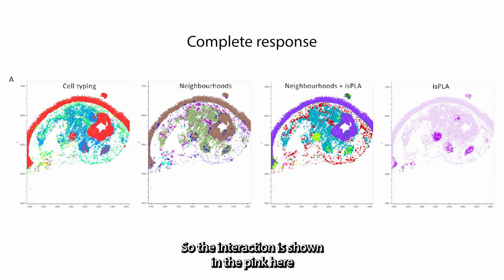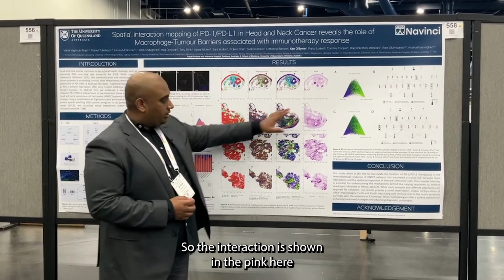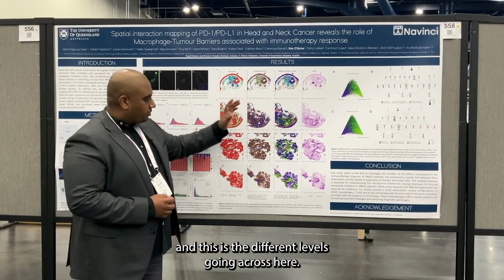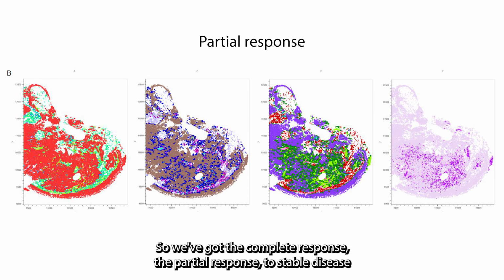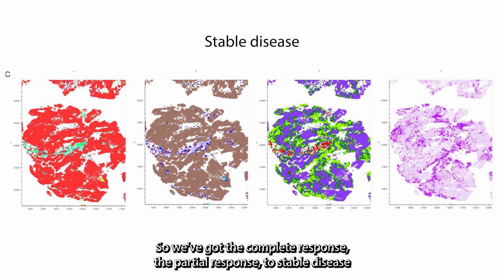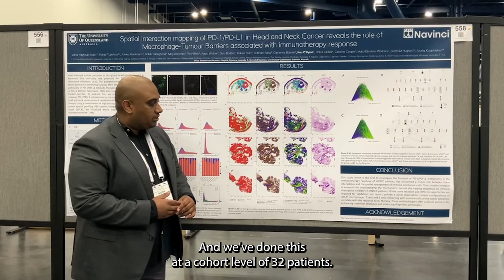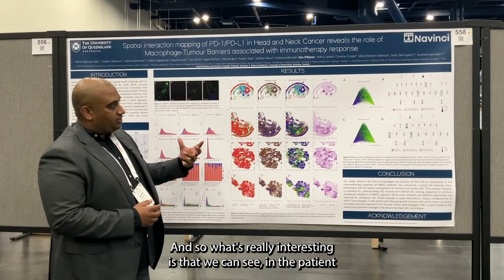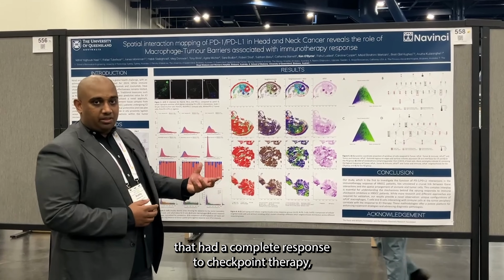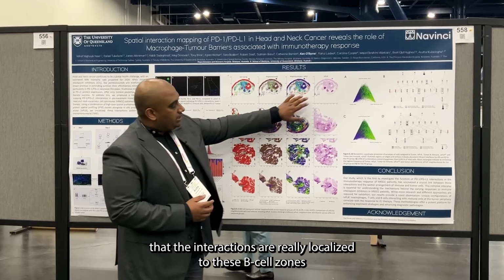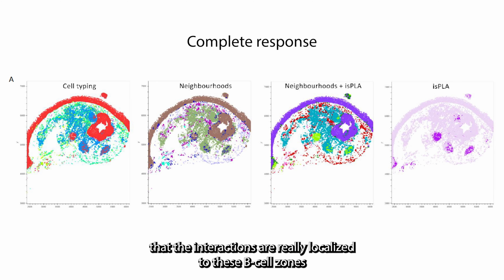So the interaction is shown in the pink here, and this is the different levels going across here. So we've got the complete response, the partial response, the stable disease, and the progressive disease, and we've done this at a cohort level of 32 patients. And so what's really interesting is that we can see in the patient that had a complete response to checkpoint therapy, the interactions are really localized to these B cell zones within the tumor microenvironment, these TLS-like zones.